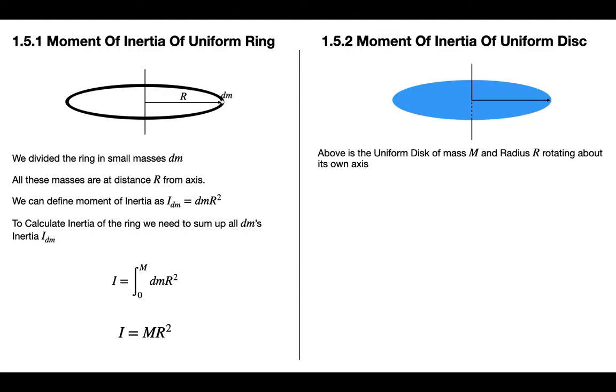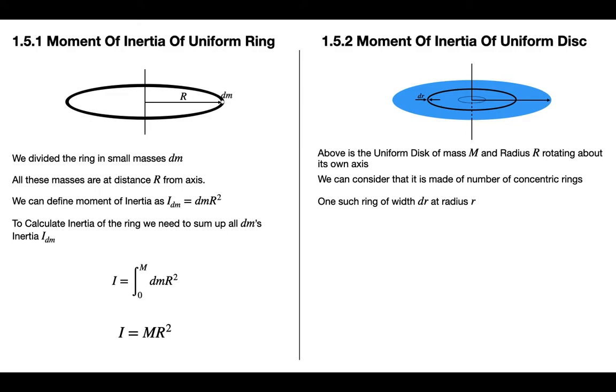So above is a uniform disk of mass m and radius r, rotating about its own axis. Same concept, we can consider that it is made up of a number of concentric rings. So instead of masses, we can say the disk is made from small concentric rings from the periphery to the center, which put all together become a disk. With that kind of assumption, we can take one such ring of width dr at radius r.